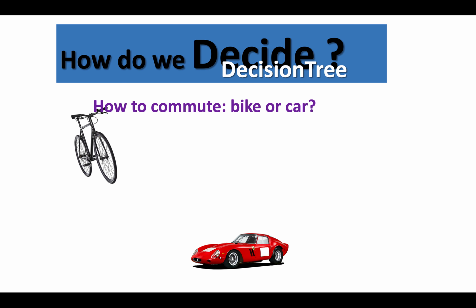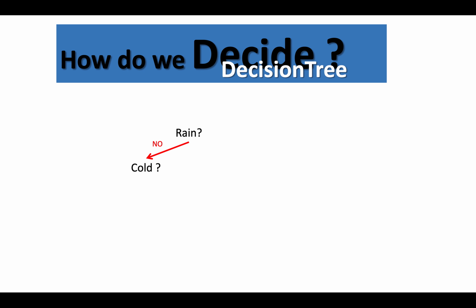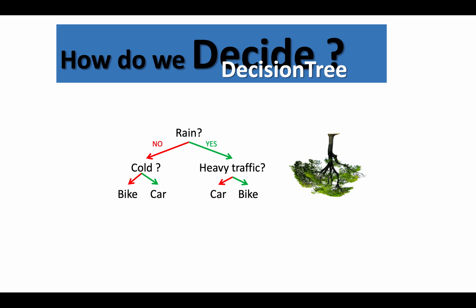Now, something else, a way to learn is decision trees. For instance, how do we commute to work? By bike or a car? Well, for many people this is an easy question, but you can also do it more scientifically. So ask yourself the question, does it rain? Well, if it doesn't, the question is, is it cold? And if it isn't, then you take the bike. And if it is cold, you take the car. If it does rain, you can ask yourself, is there heavy traffic? And if there isn't, you take the car. And if there is, you take the bike. So you actually build up a decision tree.